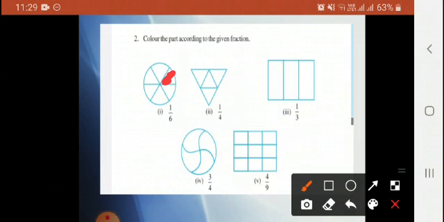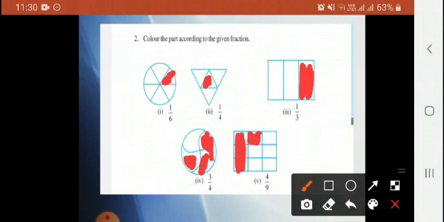Question number 1, 2. Then 1 by 4, color one of the parts. 1 by 3, any of the parts you can shade. 3 by 4, 3 parts you are going to shade. 1 will be left. 4 by 9, you are going to shade 4 parts out of 9. So the fraction becomes 4 by 9.